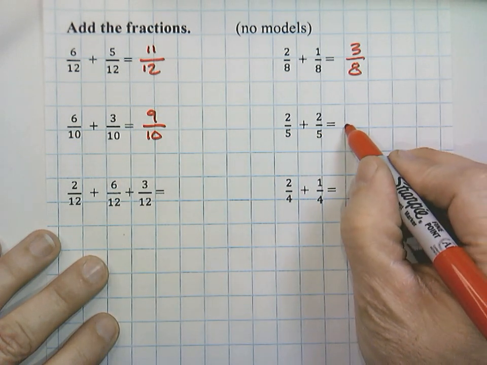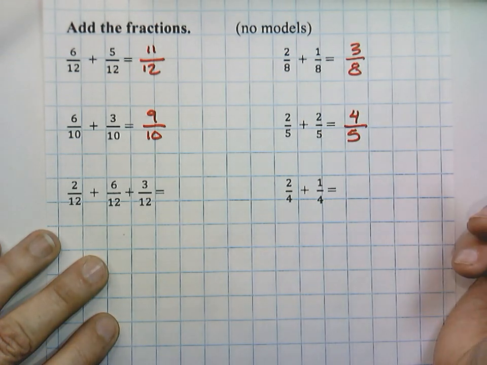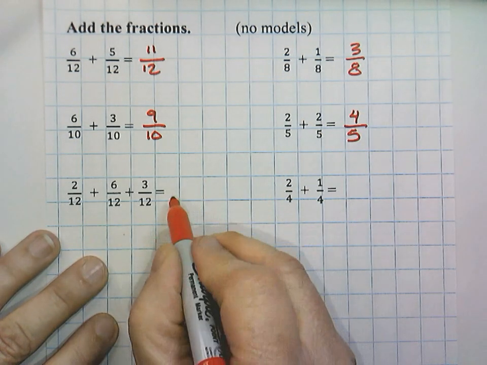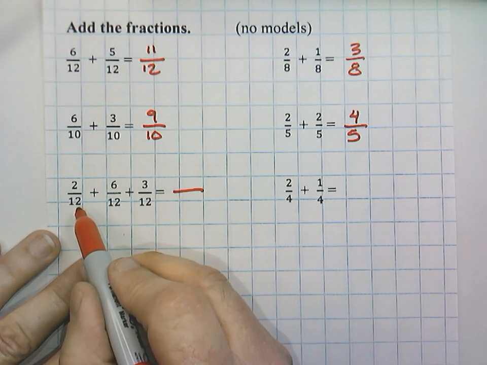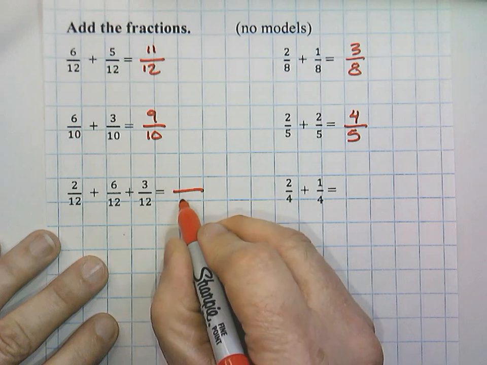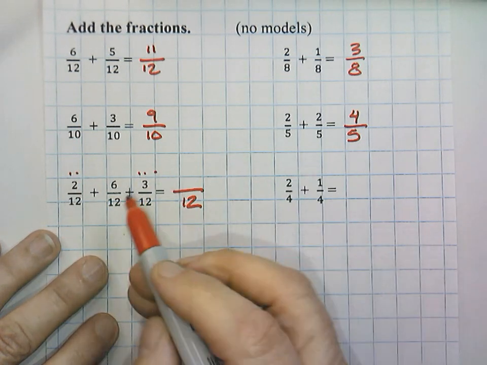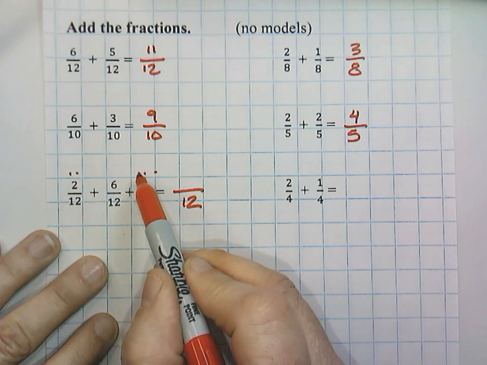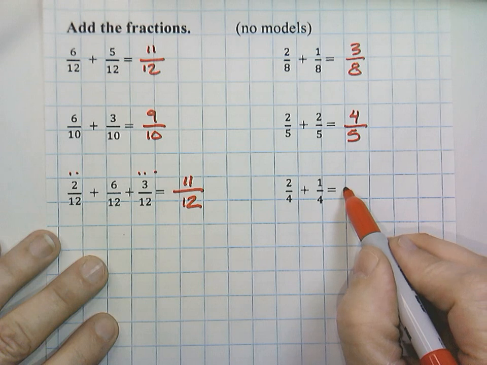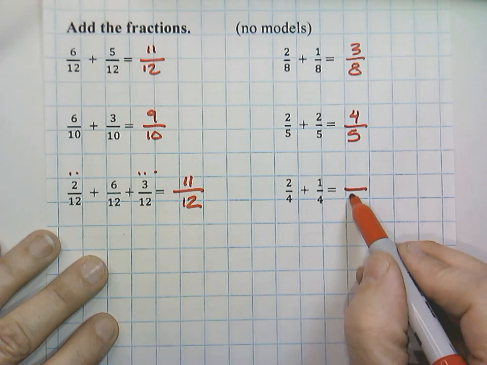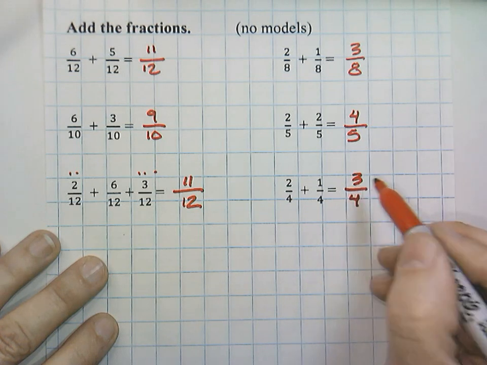5, 5, 5, and 2 plus 2 is 4, so 4/5. Interesting. Here we have 3 of them, but the rule stays the same. 12, 12, 12, 12. And if I want to use my pin dot strategy, I could say 6, 7, 8, 9, 10, 11 twelfths. And 4, 4, 4, or boom, boom, boom. And 2 plus 1 is 3/4.